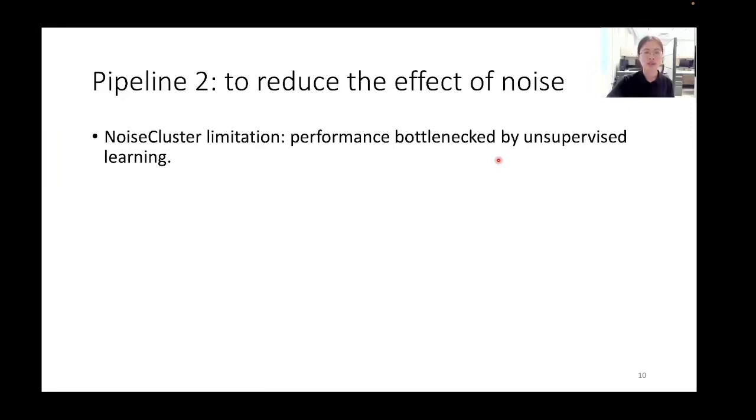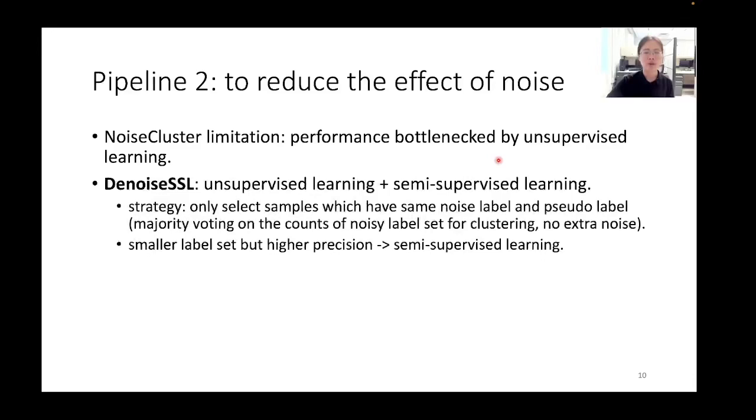The noise cluster has a limitation: its performance is bottlenecked by unsupervised learning. That is, even when epsilon is very high and gives almost the true label as the private label set, the noise cluster will still have the same performance as unsupervised learning. We propose denoise SSL, which combines unsupervised learning and semi-supervised learning.